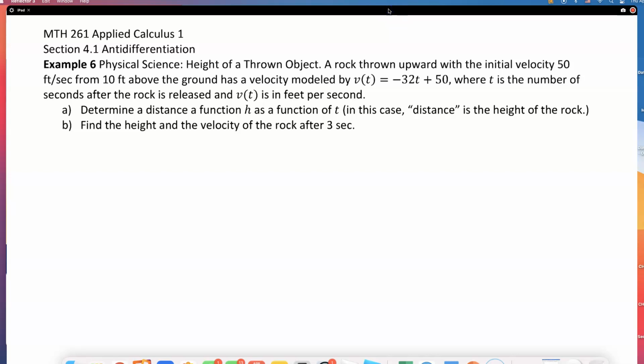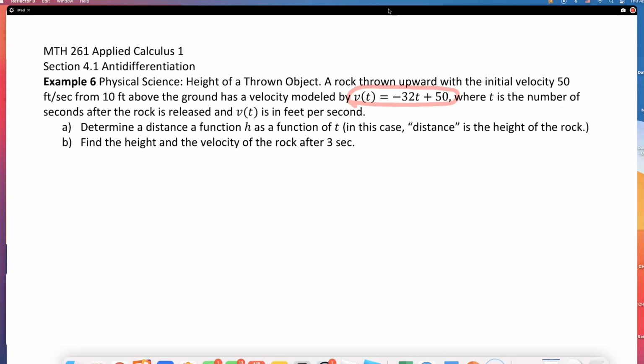Let's look at some word problems this time. In example 6, we're looking at a physical science example: height of a thrown object. A rock thrown upward with the initial velocity 50 feet per second from 10 feet above the ground has a velocity modeled by v of t equals negative 32t plus 50, where t is the number of seconds after the rock is released and v of t is in feet per second. A. Determine the distance function.